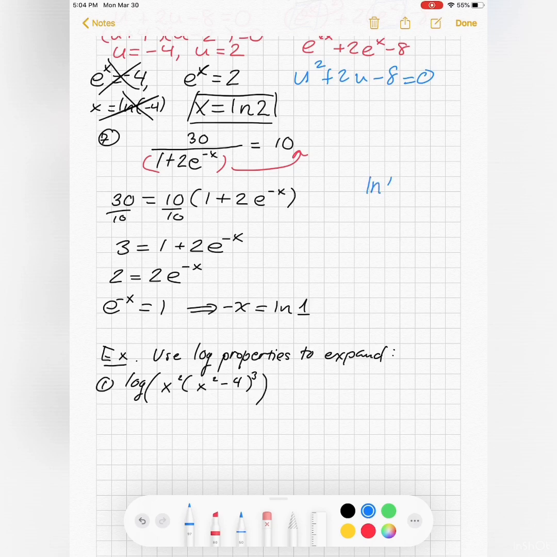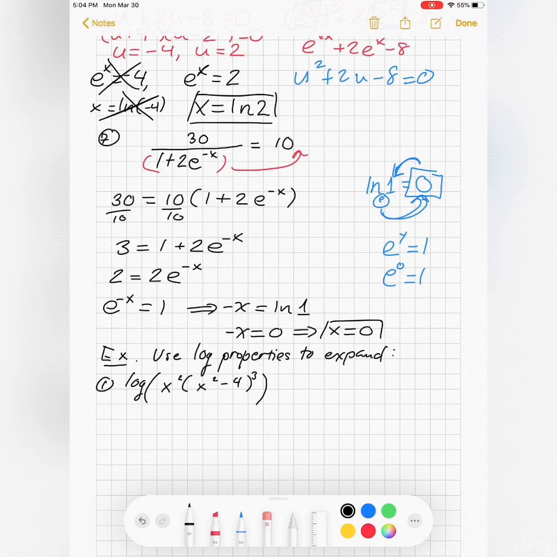So what the heck is ln of 1? So ln of 1, remember what that's saying? That's saying e to what power equals 1? Well, isn't e to the 0 equal to 1? So wouldn't ln of 1 have to be 0? e to the 0 makes 1, right? So isn't this saying negative x equals 0? Or in other words, x is equal to 0?